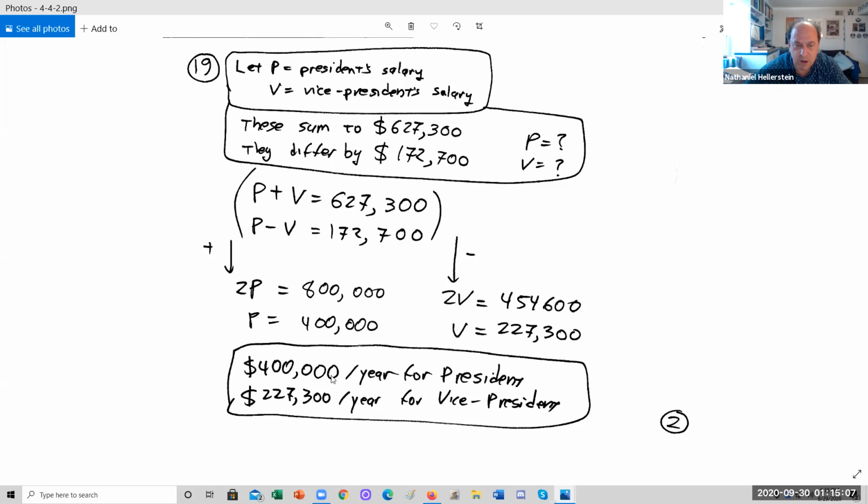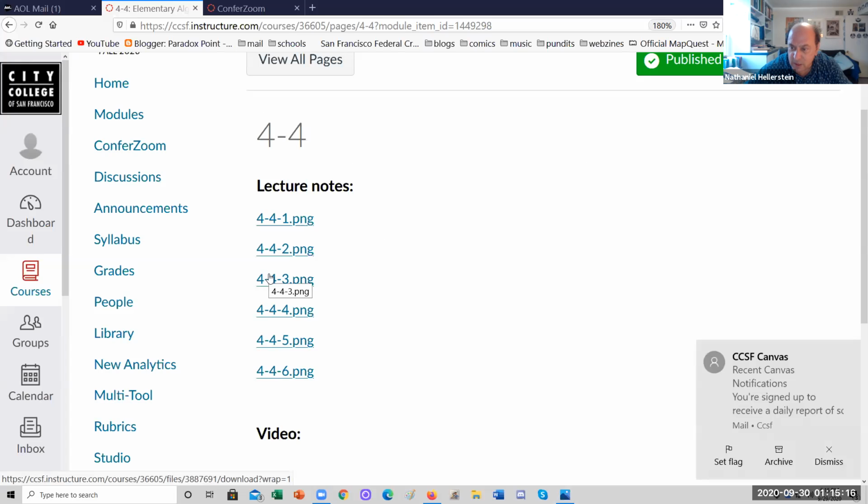So $400,000 per year for the president, $227,300 per year for the vice president. I wonder if they've changed that since then.